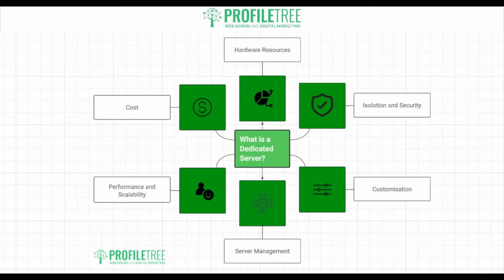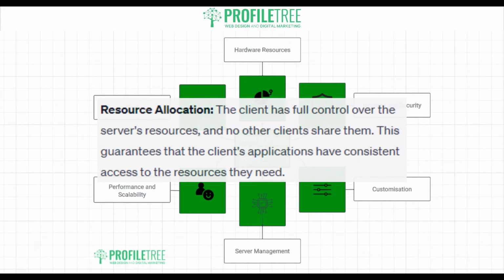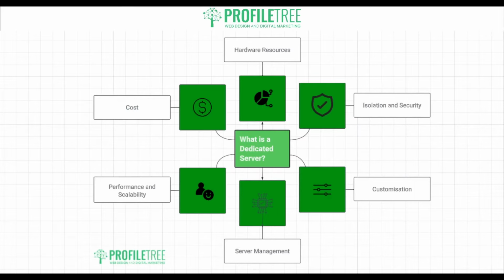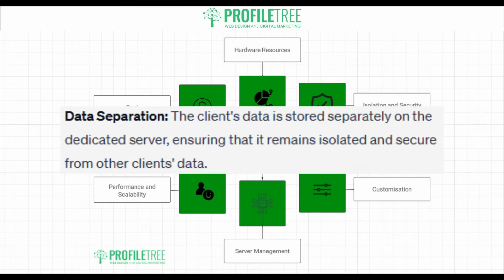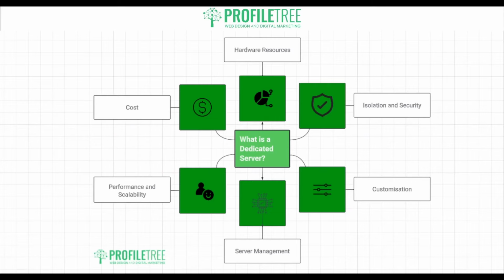So we've got a couple of things there, like resource allocation. That is where the client has full control over the server's resources and no other clients can share them. This guarantees that the client's applications have consistent access to the resources they need. Then, of course, you have data separation, where the client's data is stored separately on the dedicated server, and that ensures that it remains isolated and secure from other clients' data.